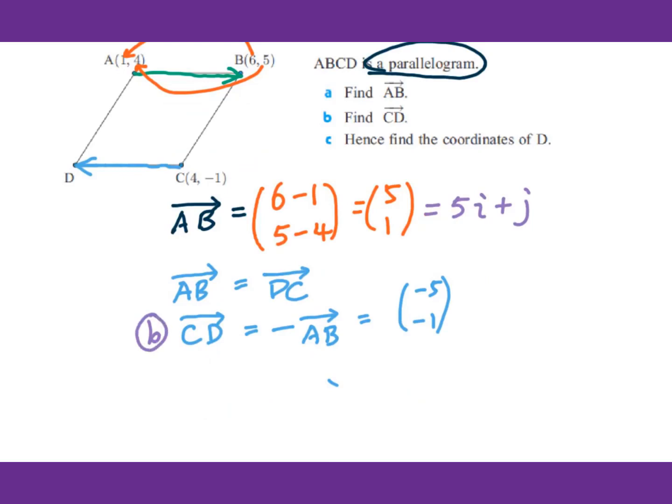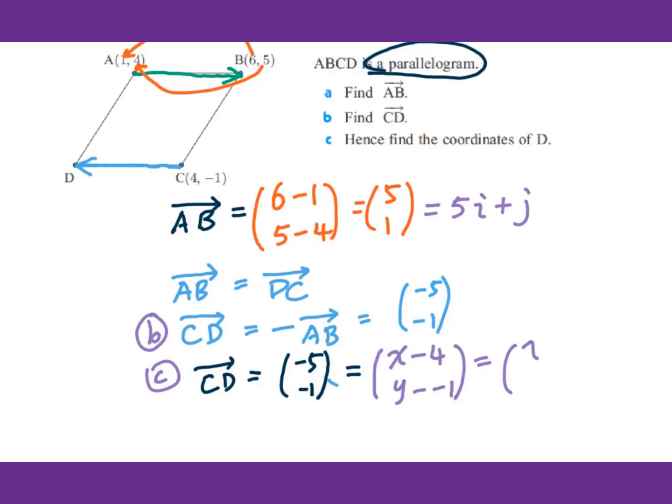For C, find the coordinates of D. We know vector CD equals negative 5, negative 1, which means we suppose we have a coordinate for D that is X, Y. We need to subtract the starting point, that's 4 and negative 1.